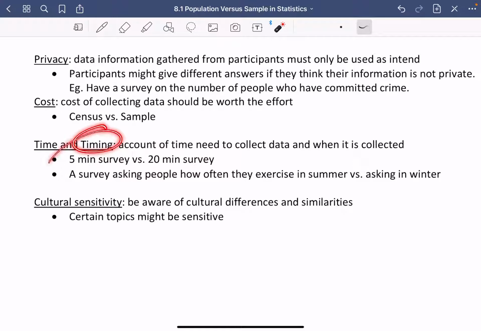Okay, and timing, when to do a survey. Let's say a survey asks people how often they exercise. If they conduct the survey in summer, it will be much different than if they conduct it in winter, because people may like to exercise more in summer because of the weather. It's good weather and it's nice and warm. But sometimes in winter, the weather is not that nice. It gets rainy, and so people don't like to exercise that much. It could be the problem, right? So we have to be considerate about the time and the timing.